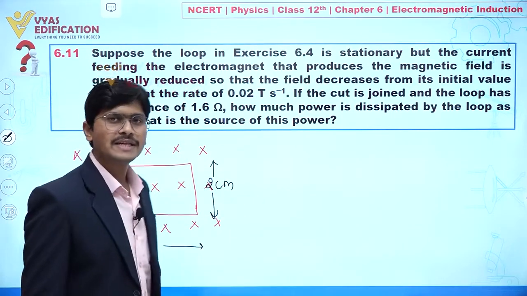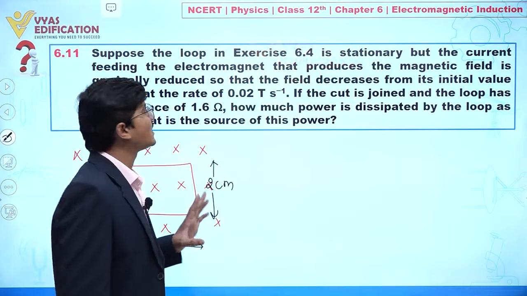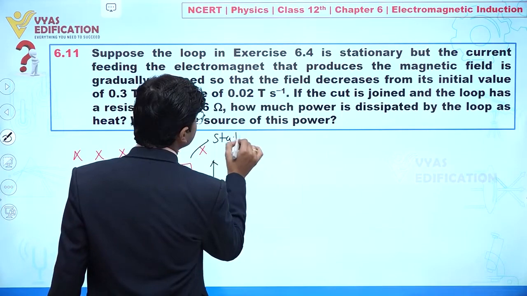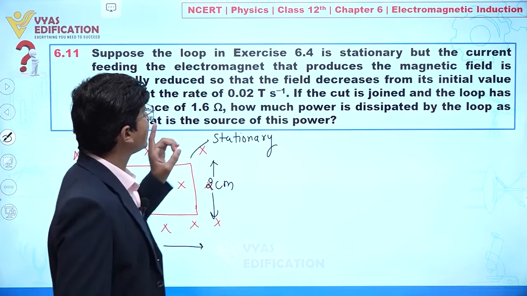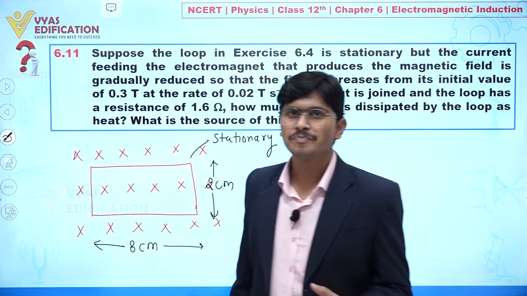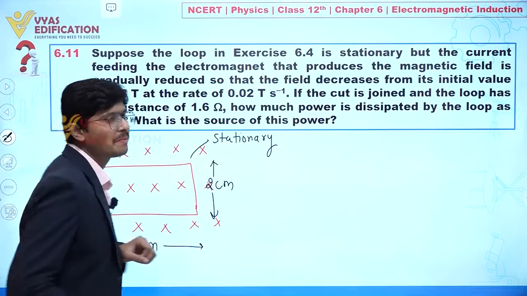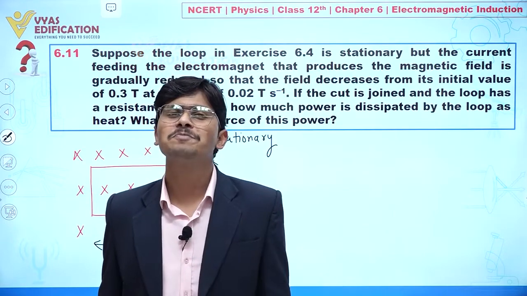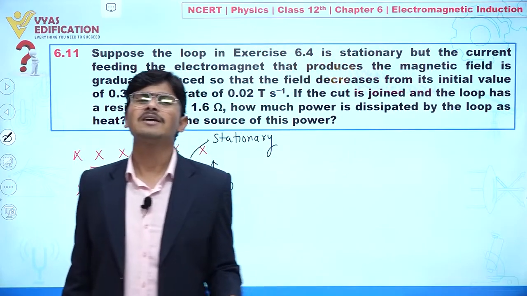Now let us try to understand this question. It is given that this loop is stationary. But the current feeding the electromagnet that produces the magnetic field is gradually reduced. Definitely we place this loop here, and here we have a magnetic field. But where does that magnetic field come from? That magnetic field is produced by an electromagnet, and in an electromagnet we produce magnetic field due to current.